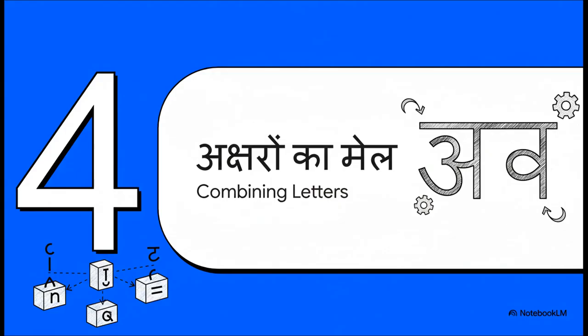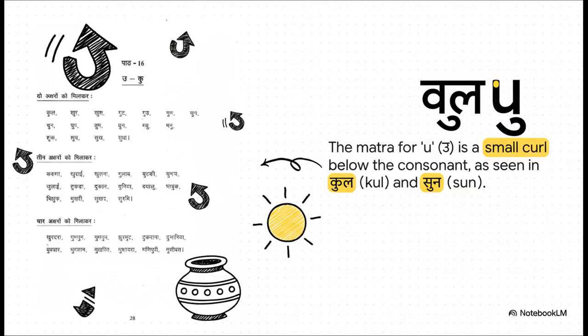Okay, so now we've got the building blocks, right? We have our consonants with that built-in ah sound, and we have the matras to change the vowels. So let's start putting them together and see how we actually build words. Okay, let's take a look at a real example. This is the matra for the short oo sound. See how it's just this neat little curl that hooks right onto the bottom of the consonant? It's always the same, totally predictable. And that's how you get simple, clean words like cool and sun.